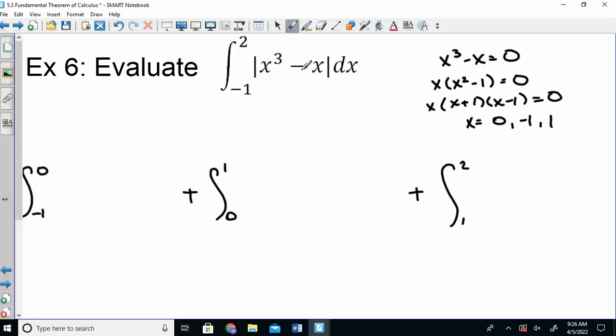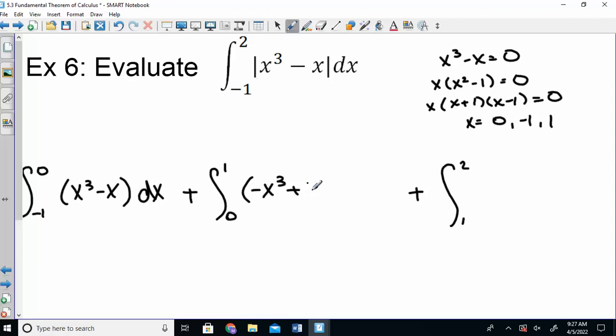All right, between negative 1 and 0, is it the same positive or negative? Think about putting in a negative 1/2. You would get a negative 1/8 minus negative 1/2, so negative 1/8 plus 1/2. Is that positive or negative? Positive. So the absolute value doesn't change it. Between 0 and 1, if I put in a 1/2, I would get 1/8 minus 1/2, which is negative. So the absolute value does the opposite.